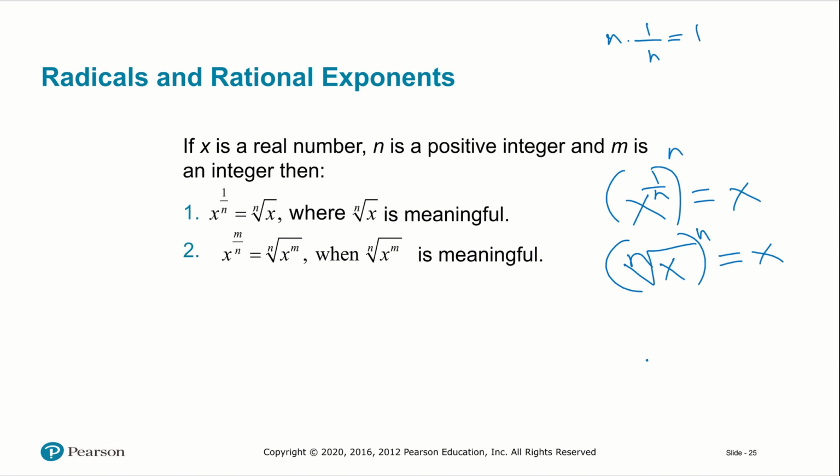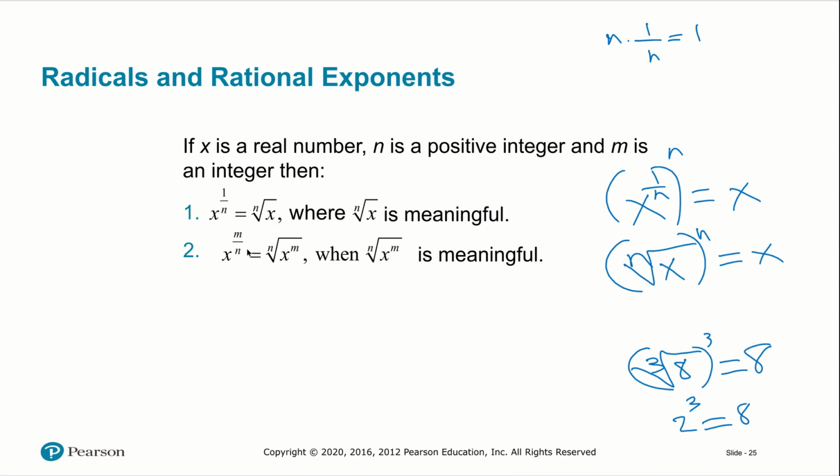Like, take the cube root of 8 and cube it. What's the cube root of 8? That's 2. What's 2 cubed? That's 8. So that always works. If you take the nth root of a number and raise it to the power of n, you're going to get the number itself. Now, we can see, because this happens, that these two must be the same thing.